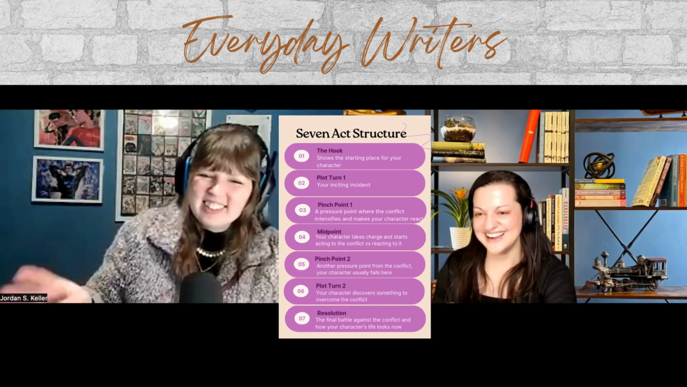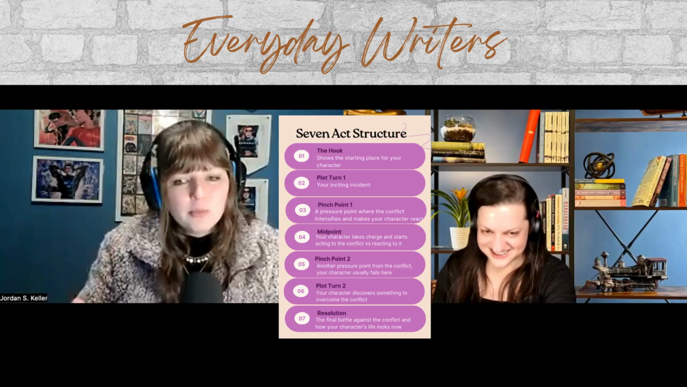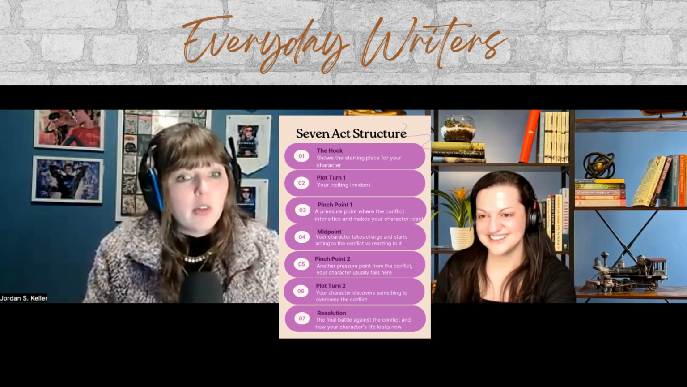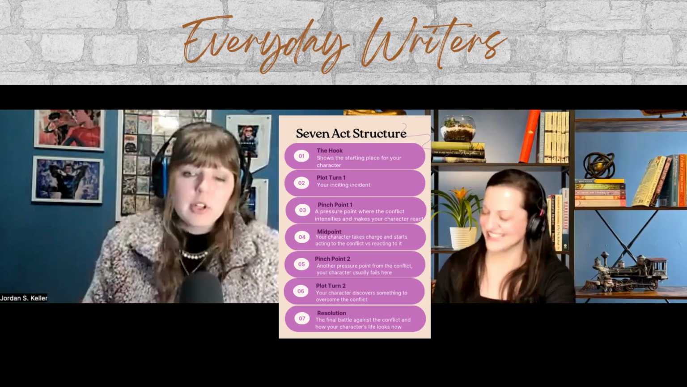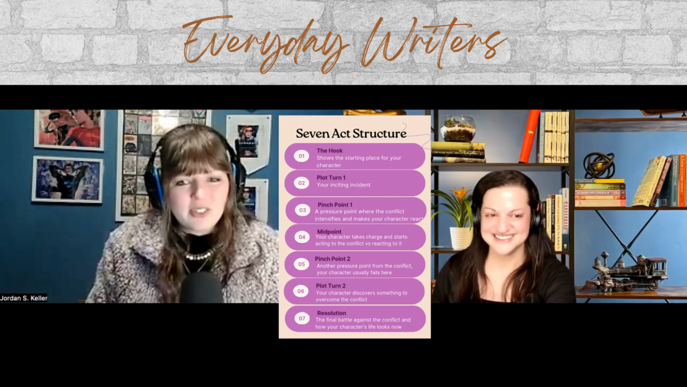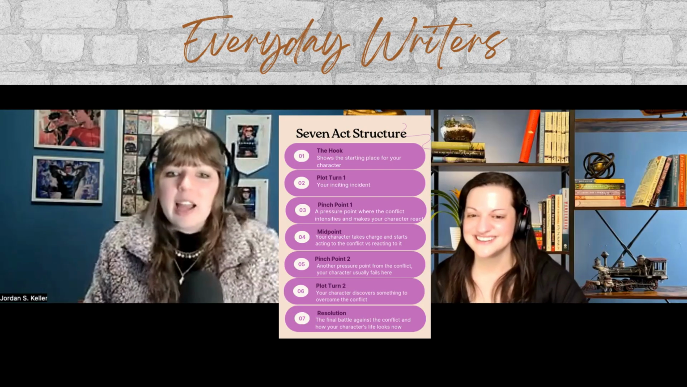That gets us to our Act 6, which is the plot turn 2. This is where your character discovers something to overcome the conflict. This is very clearly when the Capitol says two of you can survive. Yeah. And then the final act is the resolution, the final battle against the conflict, and how your character's life looks after.